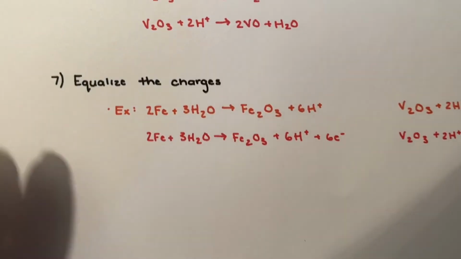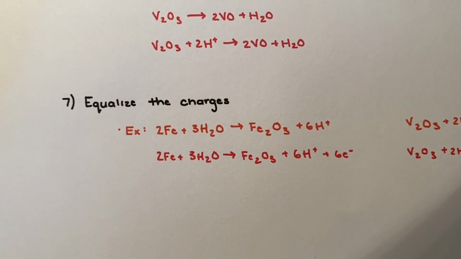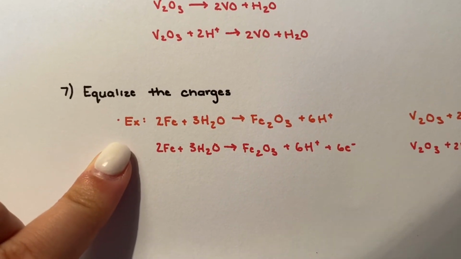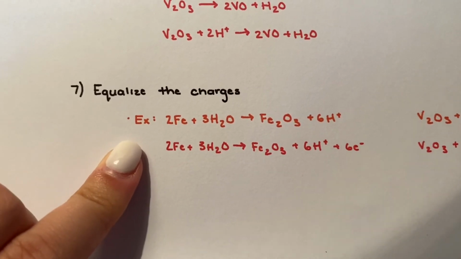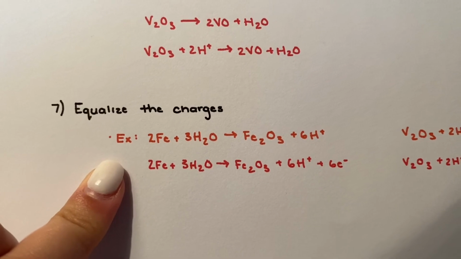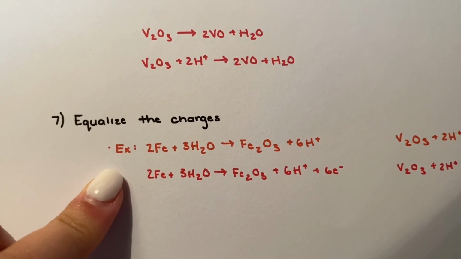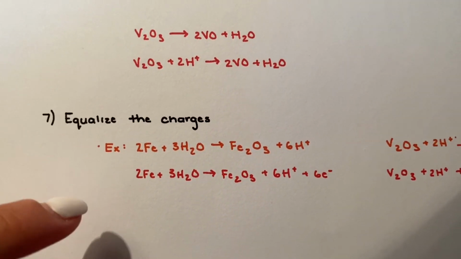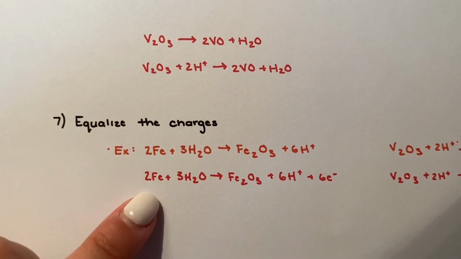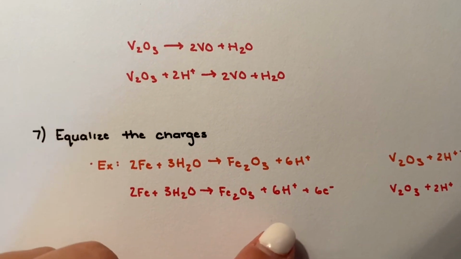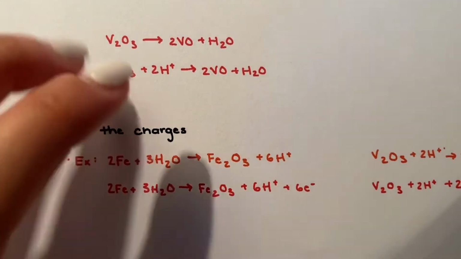Step 7 is equalizing charges. So first half reaction, we have 2 Fe plus 3 H2O to Fe2O3 plus 6 H+. The charge on the left side of the equation is 0, and on the right side it is 6+ due to the hydrogen ions. So we have to add 6 electrons to the right side to balance it. So we have 2 Fe plus 3 H2O to Fe2O3 plus 6H+ plus 6e-.